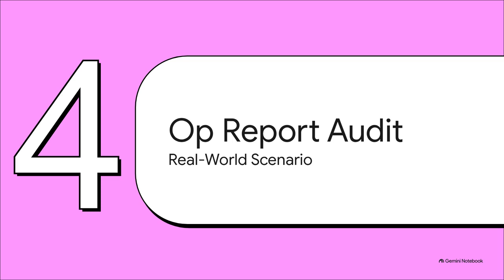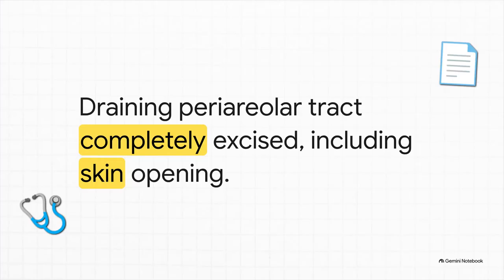Let's put this into practice with Section 4, Real-World Operative Report Audit. Okay, let's look at a scenario straight from the text. We have a 38-year-old patient with a draining periareolar sinus tract on the left breast. The surgeon dictates the following. A lacrimal probe was gently inserted into the fistulous opening at the 6 o'clock margin. A circumareolar incision was made. The entire fibrotic fistulous tract, along with the involved skin opening and lactiferous duct, was completely excised down to healthy tissue. Hemostasis obtained, layered closure performed.